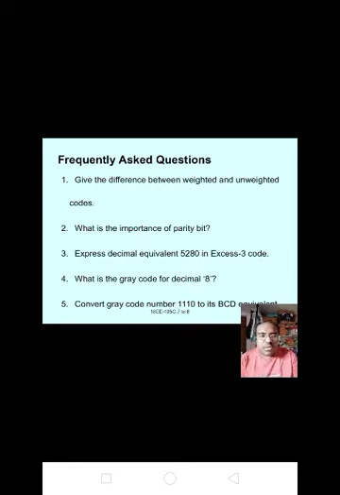Okay. Please have a glance at the frequently asked questions. Here, give the differences between weighted and unweighted codes. Next, the importance of parity bit. Conversion of decimal equivalent 5280 into XS3 code. Next, what is the Gray code for decimal 8? Convert Gray code number 1110 to its BCD equivalent. Most important questions, they can be used in your examinations also. Once again, I am repeating the important concepts. Please have a glance at it.